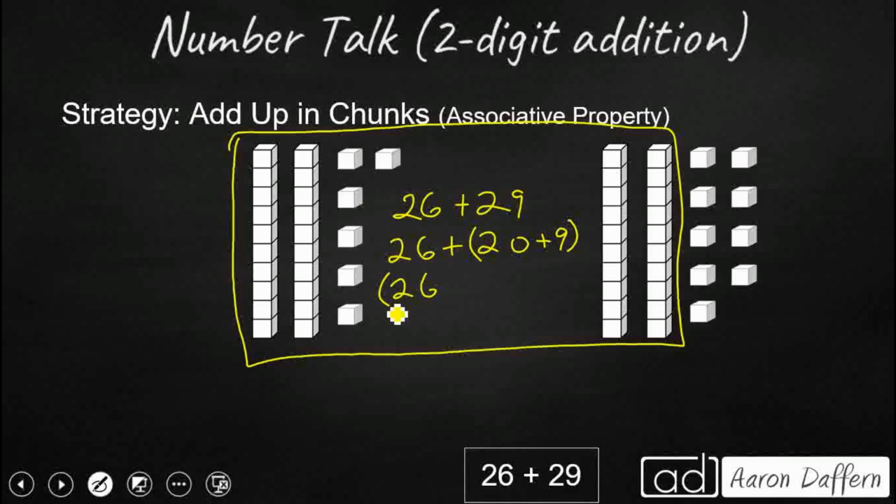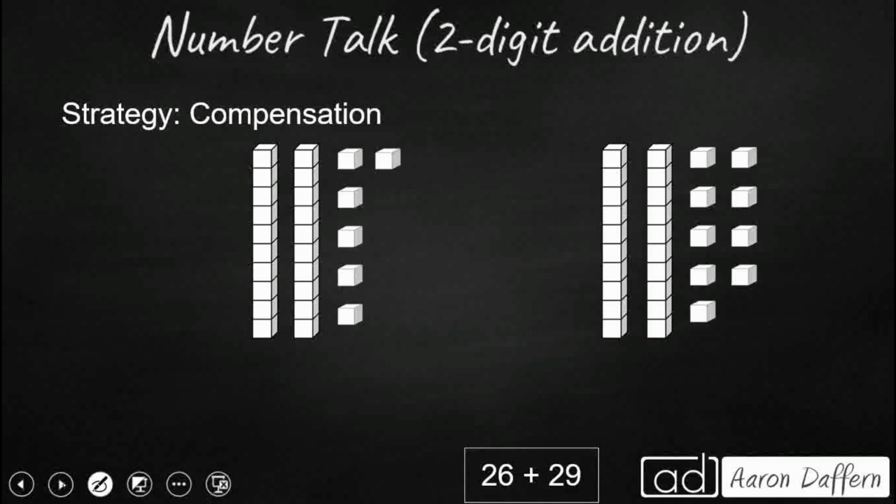I'm going to add my 26 and my 20 first. See how I shift the parentheses? So that's 46. Now I do need a little bit of regrouping here, and that's fine. We're going to add that 9 back up, and guess what we get? Well, we still get our same answer of 55. That's not going to change.